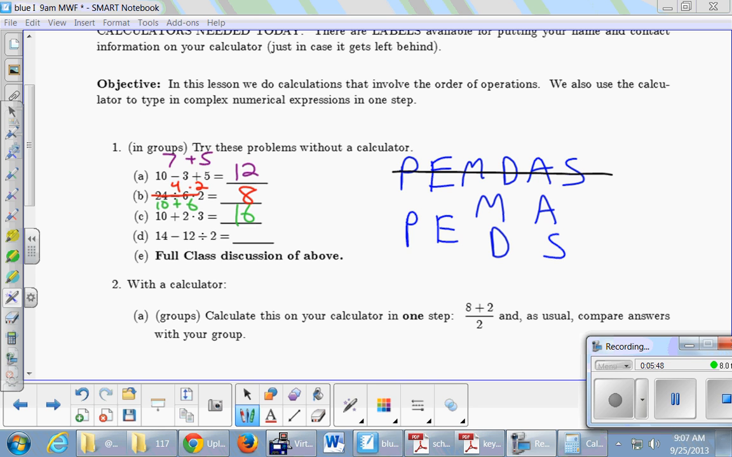Okay, same idea here. In part D, I have a subtraction and I have a division. Which one's more important? Division. You have to go out of your way to do that division first. So let's do the division first. This is 14 minus 12 divided by 2, 6. 14 minus 6, 8. Even though it looks very tempting to do 14 minus 12 first, if you do that, you'll get a different answer. You will get the wrong answer.